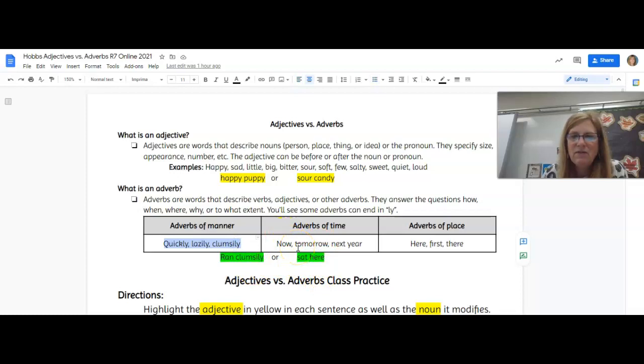Sometimes you have adverbs of time, now, tomorrow, or next year, or a place, here, first, or there. So the ones that people make mistakes with are ran clumsily. So the verb, remember, is an action. How did they run? Clumsily. Clumsily is the adverb because it's telling how that verb happened. Sat, in this case, where did he or she sit? Here. So here is going to be the adverb.